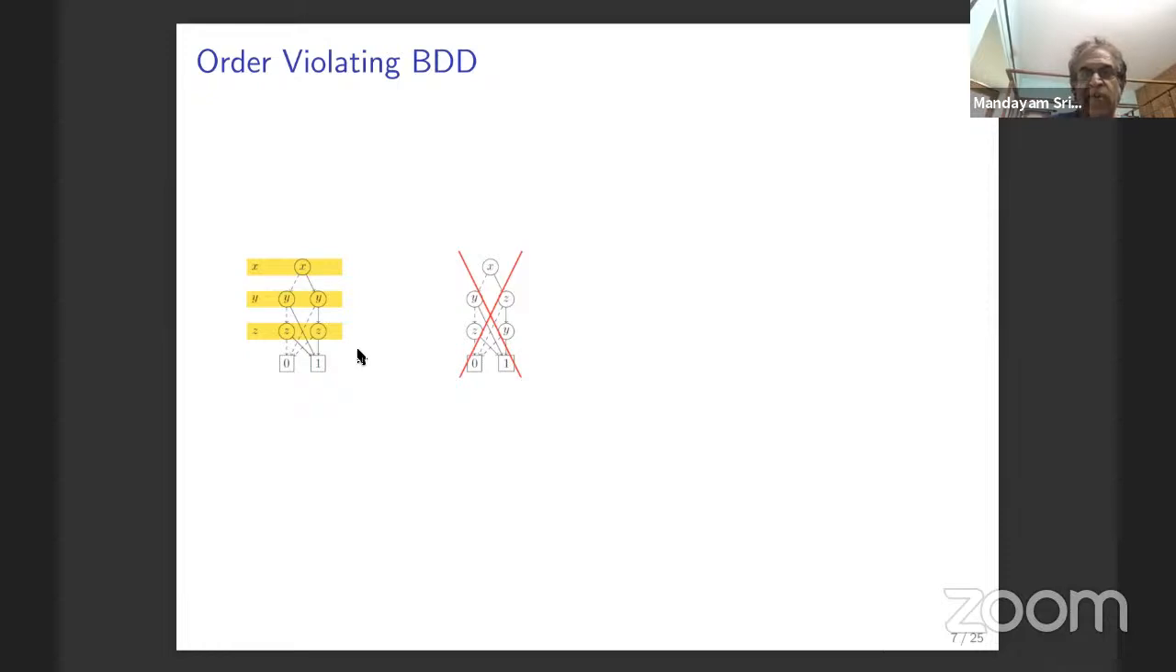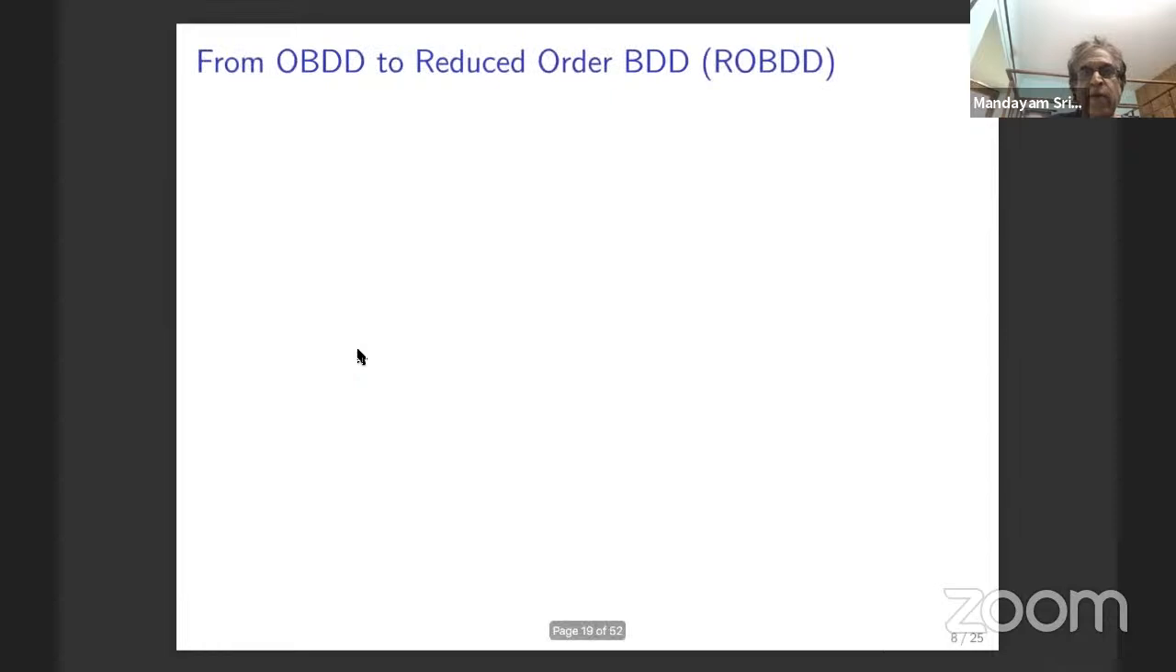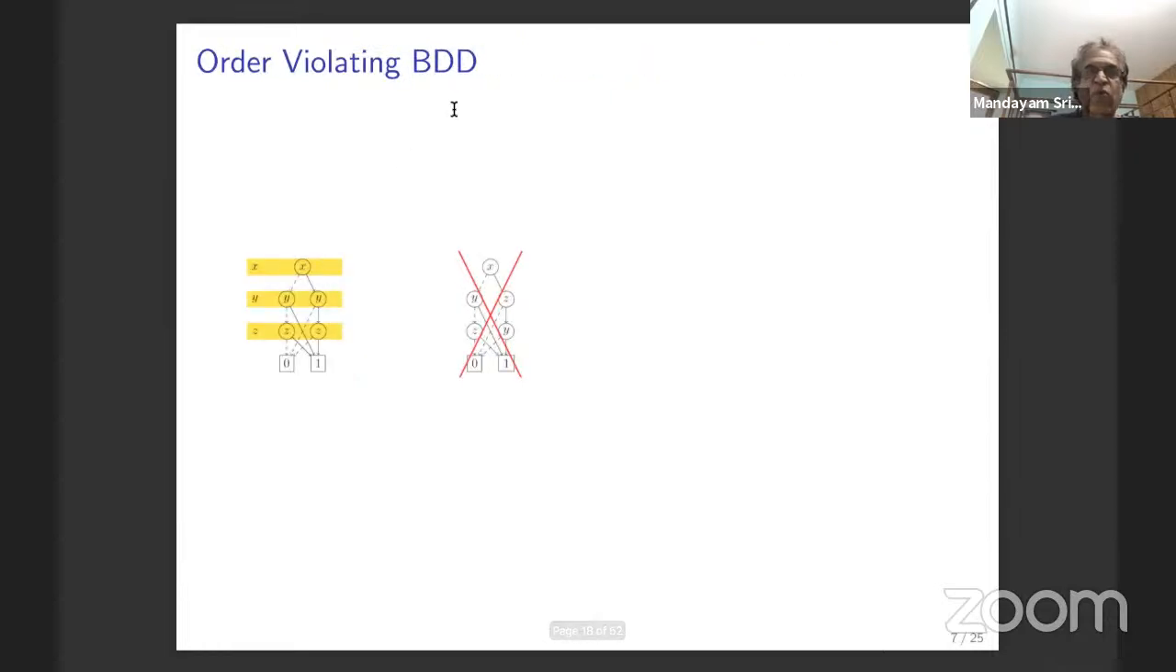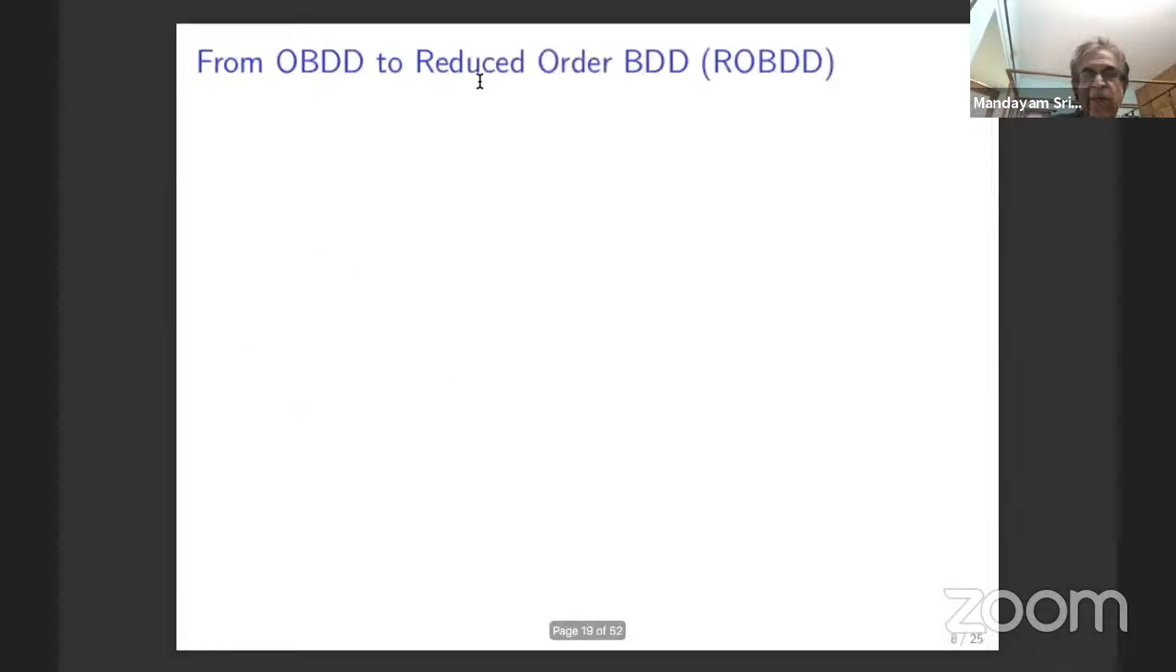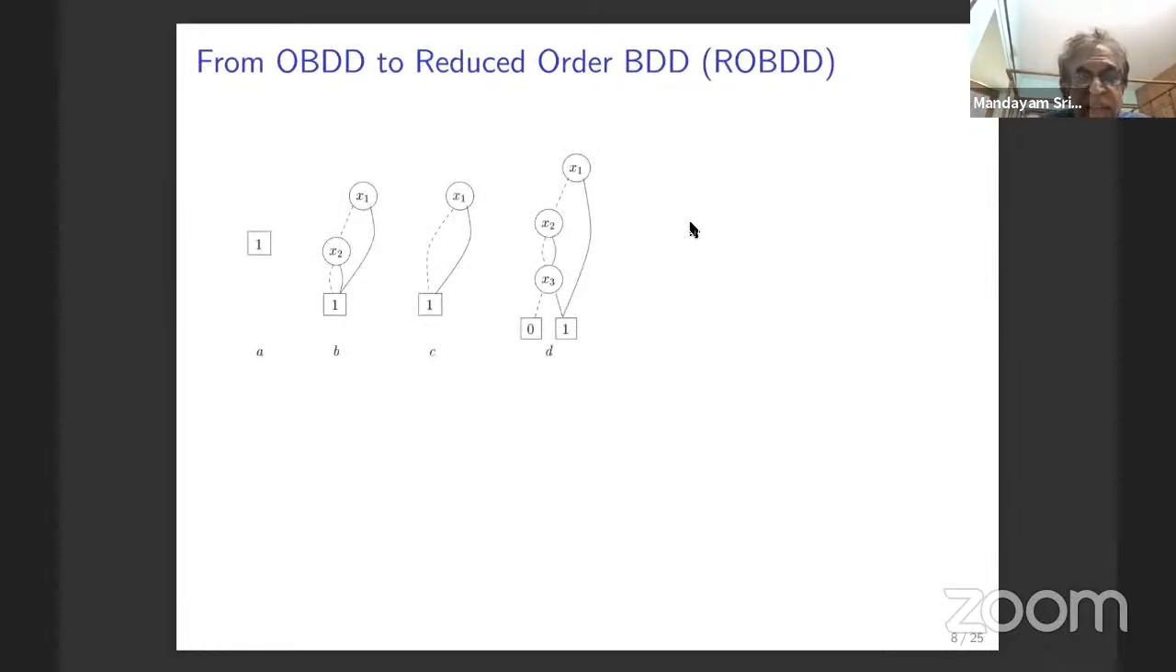That is quite possible. There's one other rule that will take you from ordered BDDs to what is considered a fully ordered, fully reduced BDD. What people generally refer to as BDD is actually reduced ordered Boolean decision diagrams. To motivate that reduction, I want you to observe these examples.